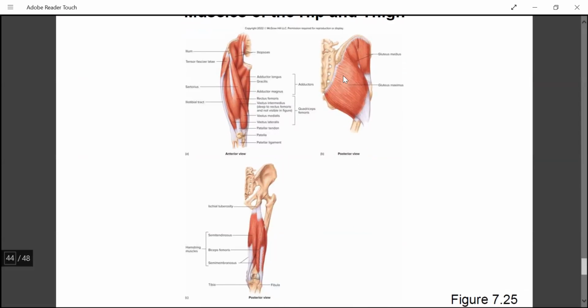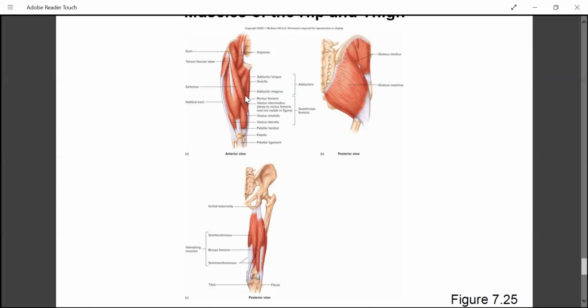So our gluteus maximus, that's your big glute muscle on the back. You also have a gluteus medius and minimus that are more on the side of your hip and deep to the gluteus maximus. So your gluteus maximus is kind of your power muscle for the hip, while your gluteus medius and minimus is more of a stabilizer muscle for the hip.